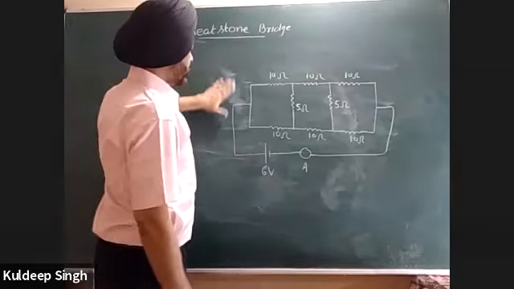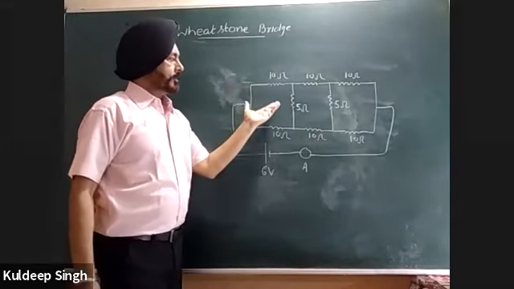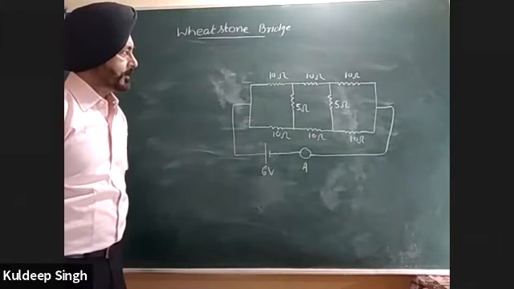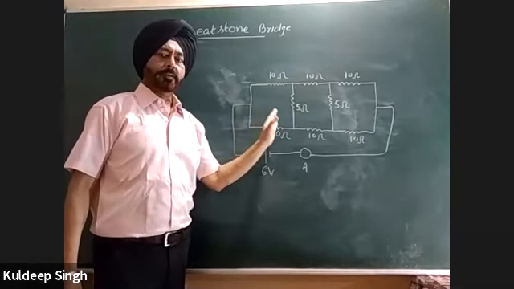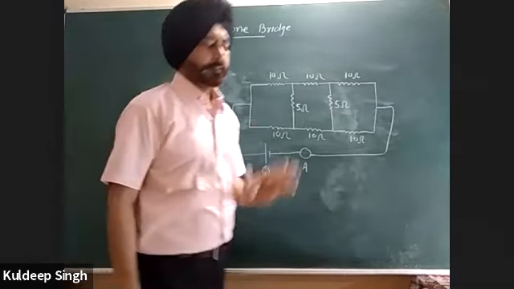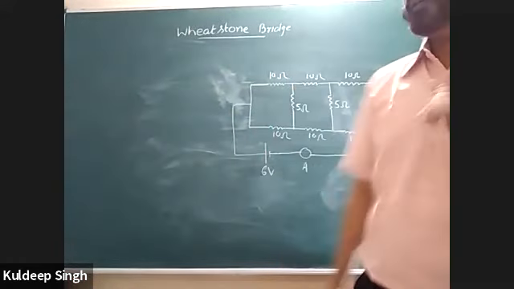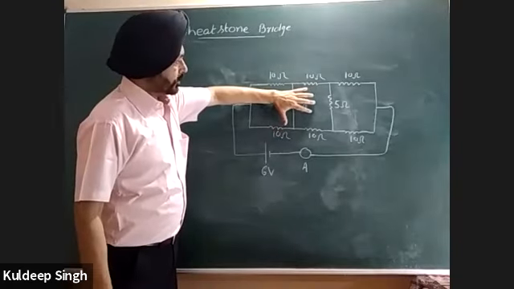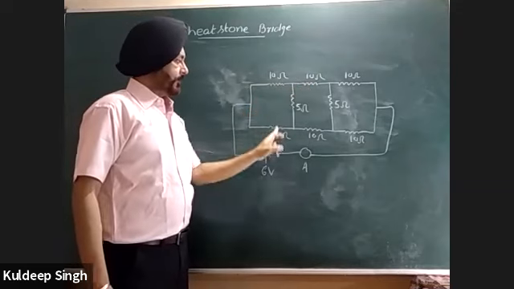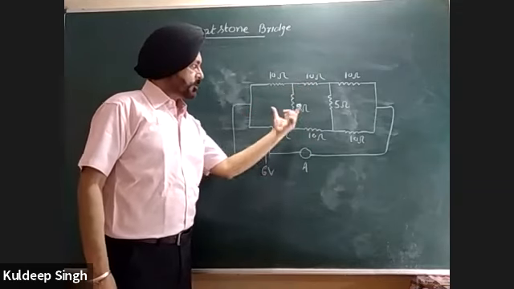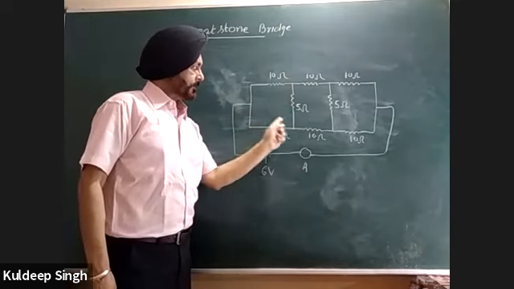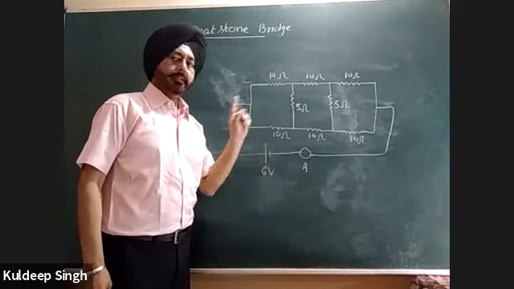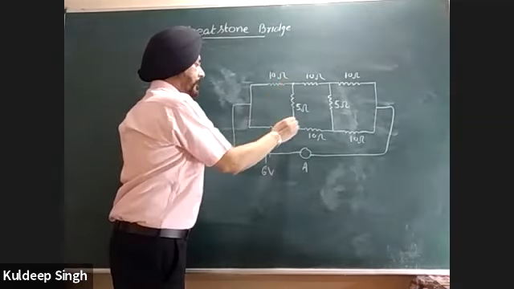So at first sight, it doesn't appear to be a Wheatstone bridge. But here you should remember, this kind of circuit may be an extended form of Wheatstone bridge. Extended Wheatstone bridge. For example, this circuit. If I look at this portion, 10 by 10 equal to 10 by 10. So this is the balanced portion of the circuit.